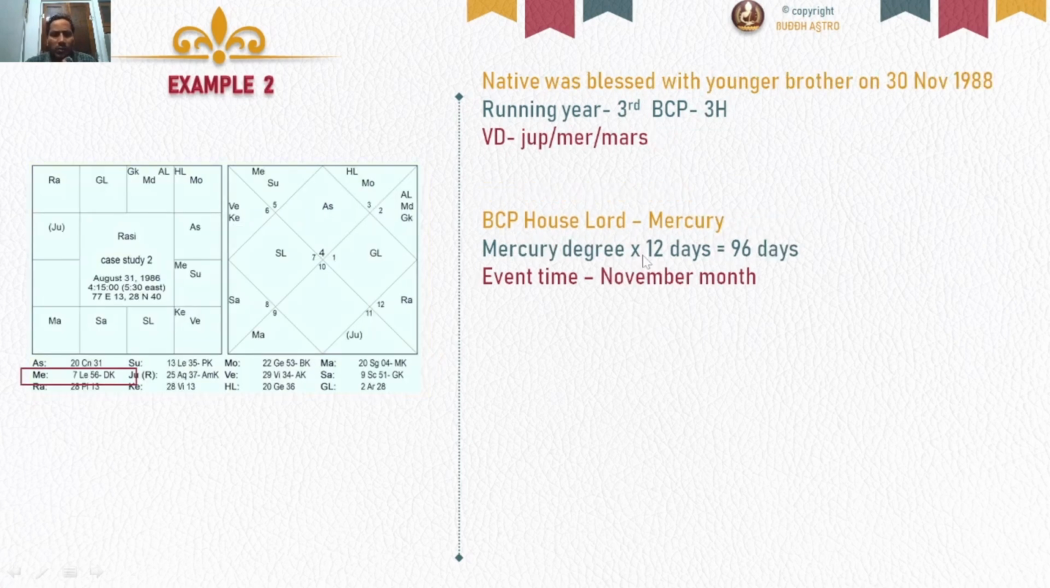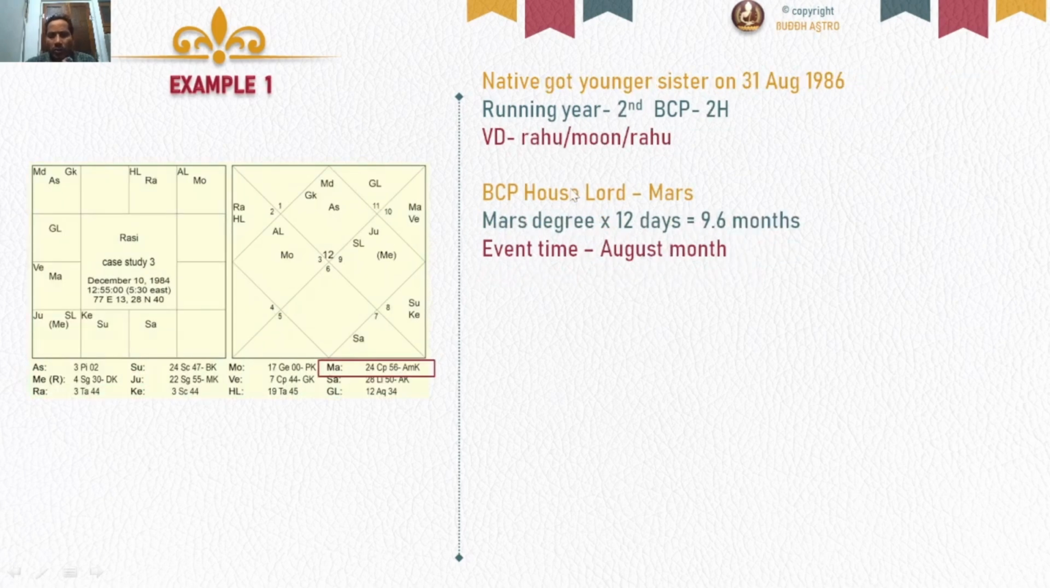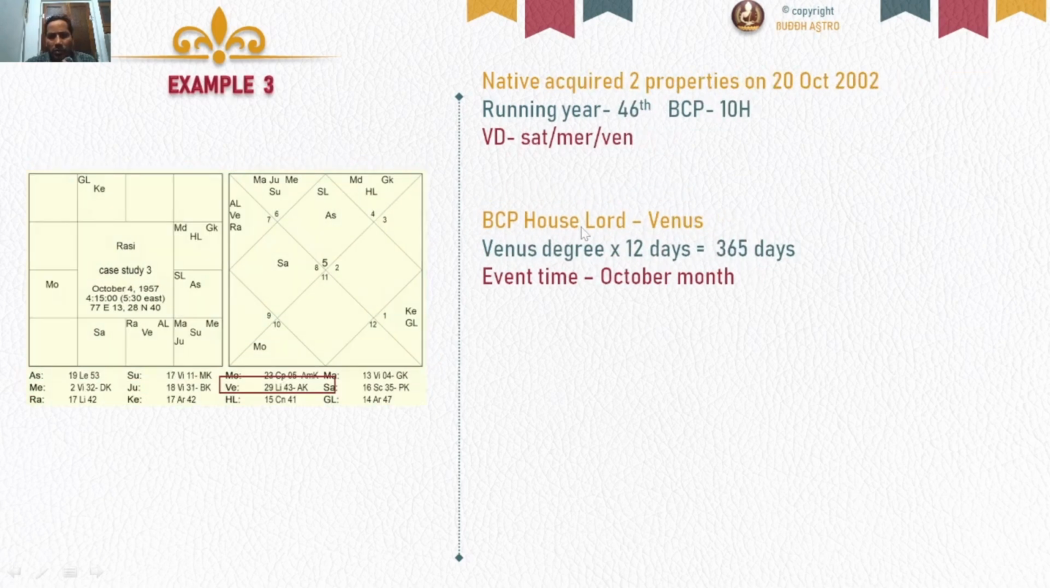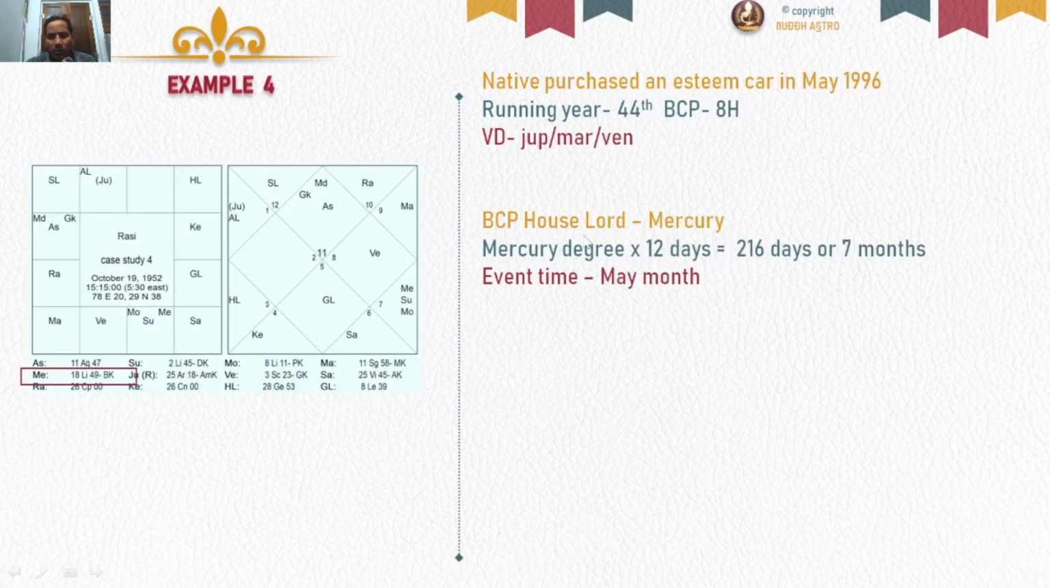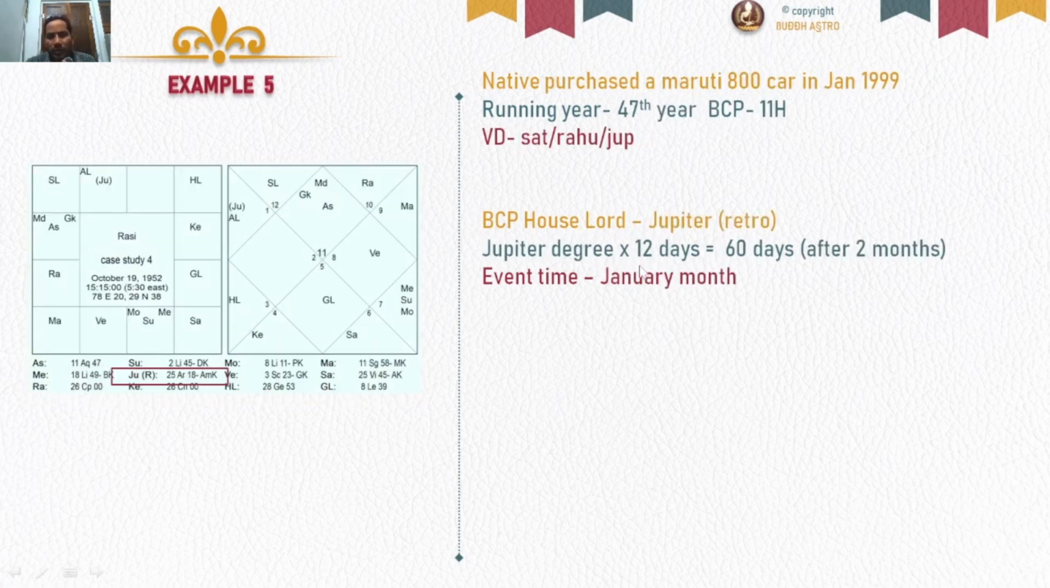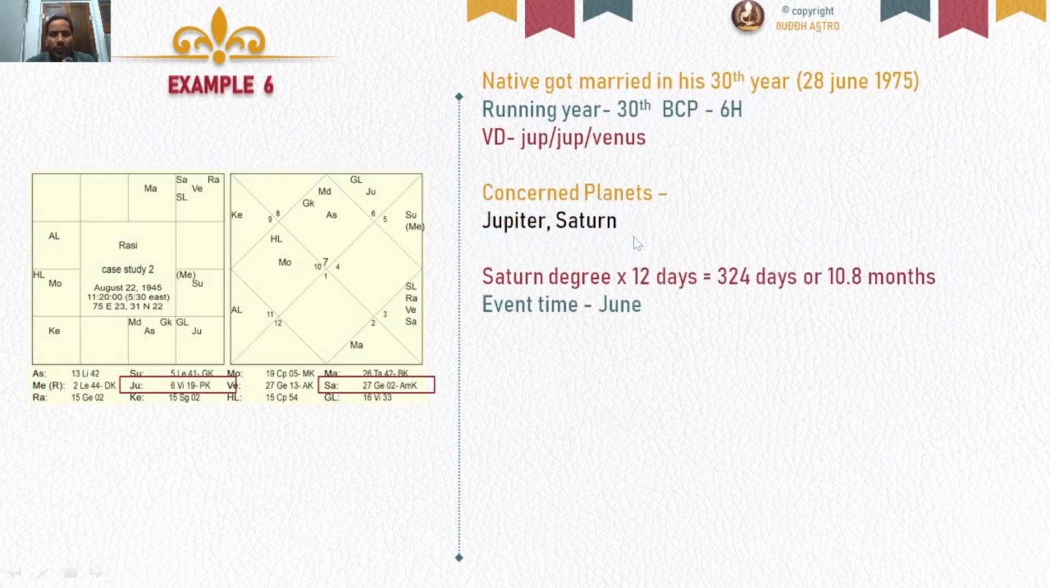Similarly in this example also, first you have to take the BCP house lord. Here we have taken BCP house lord, and Jupiter retrogression. And here we took Jupiter and Saturn also, because Saturn is sitting with the Venus, so it is indicating more prominently related to the marriage. That's why we have taken the Saturn degree also.